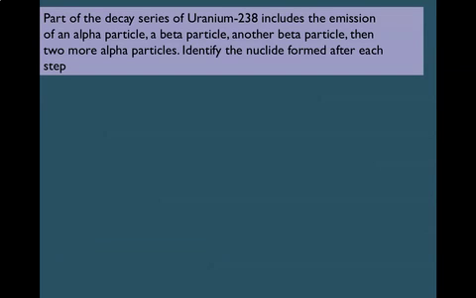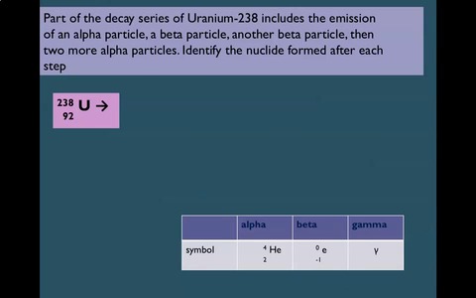Part of the decay series of uranium-238 includes the emission of an alpha particle, a beta particle, another beta particle, then 2 more alpha particles. Identify the nuclide formed after each step. So this is the same thing, it's just going several in a row. We start with uranium-238, and the first thing it says is that there is an alpha particle decay. So I'm going to take off 4 on top and 2 on the bottom. That gives me 234 over 90.